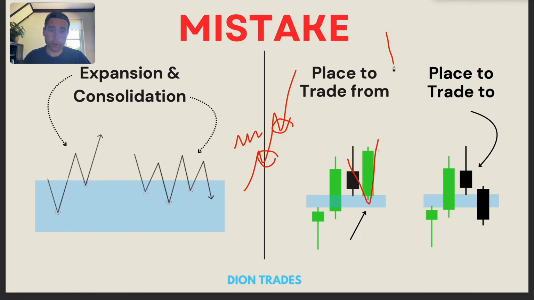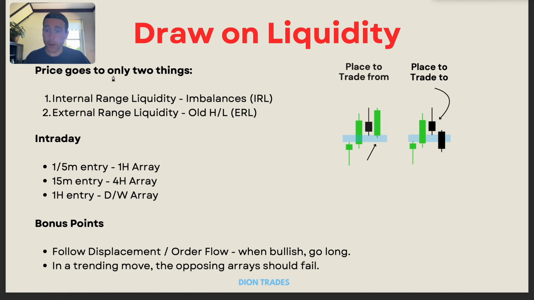Same for if we're bearish. Every time we are here, I'm going to look for a bearish open, high, low, close, trading from an old high or value gap back into the range, or just following the continuation. Because price only does two things. It trades to internal range liquidity, imbalances or value gaps, or it trades to external range liquidity, old highs and lows.